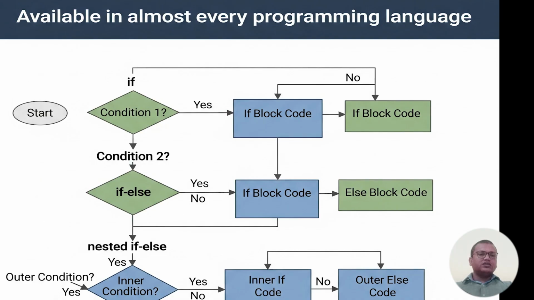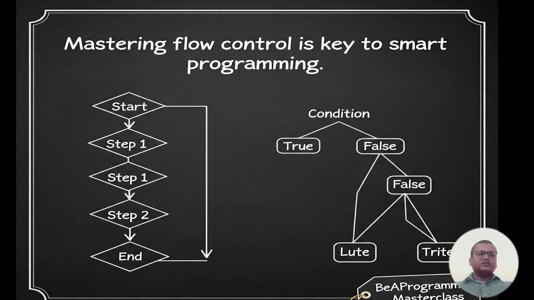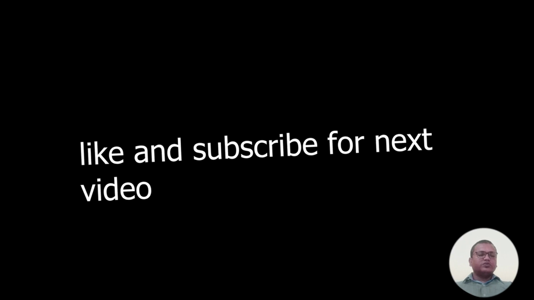To handle such conditions, we use decision control statements. Examples include if, else, and nested if-else. These are found in nearly all programming languages. To write flexible and intelligent programs, mastering sequence and decision control is essential. And remember, the rules for writing these statements must be followed strictly.